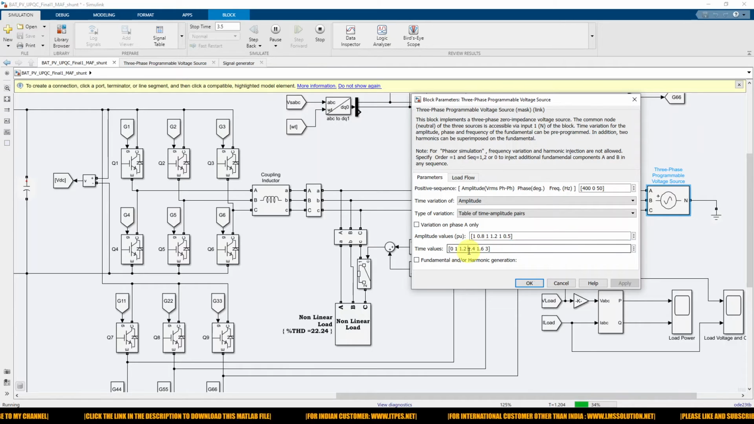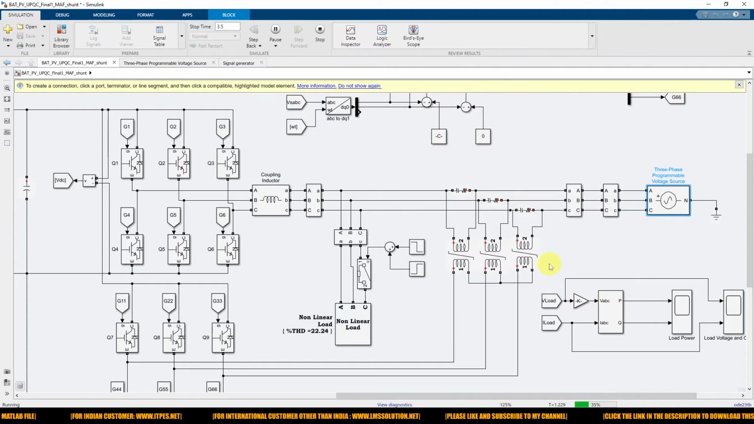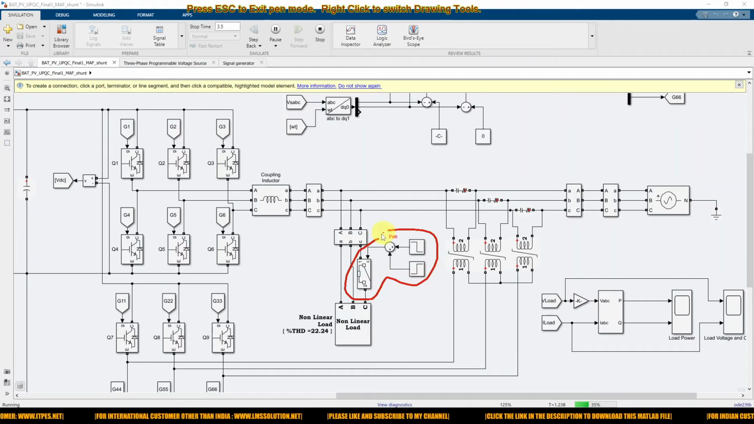So here you can see that the time values for the sag and swell will be 0, 1, 1.2, 1.4, 1.6. Here we are mentioning the sag and swell condition on the source side, and here we are creating that unbalanced condition, right? When the unbalanced condition is created, during that time also the source voltage should be maintained sinusoidal. Okay, so the unbalanced condition will be created on the load side.